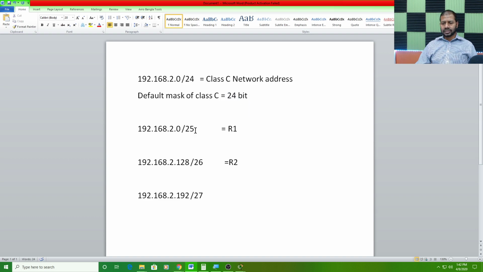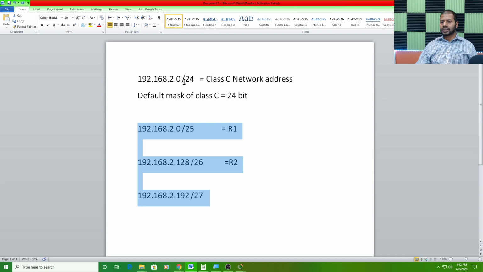But look at these subnets. Are they not bigger than 24-bit? Yes, 25, 26, 27. So they are children. They are level 2 children. And level 1 is this one. The exactly 24-bit, that's the main network, that's level 1.